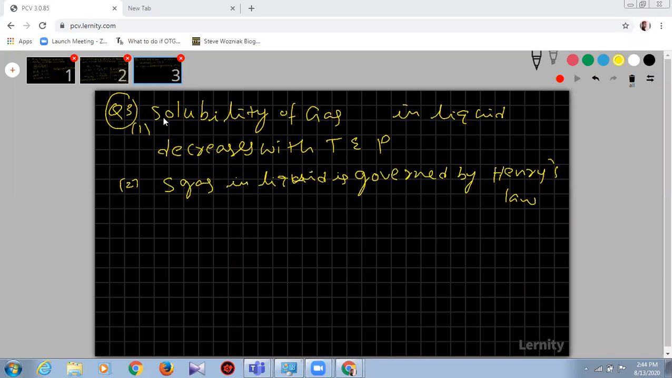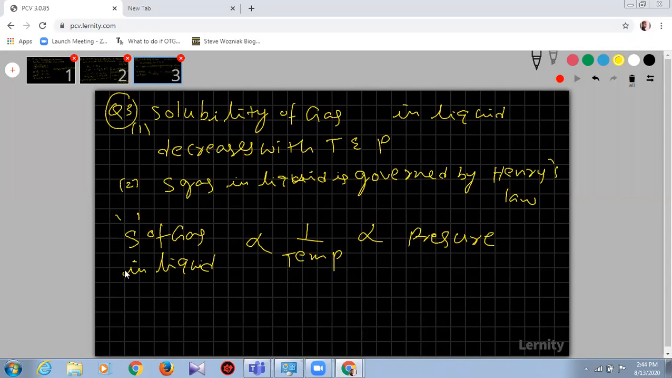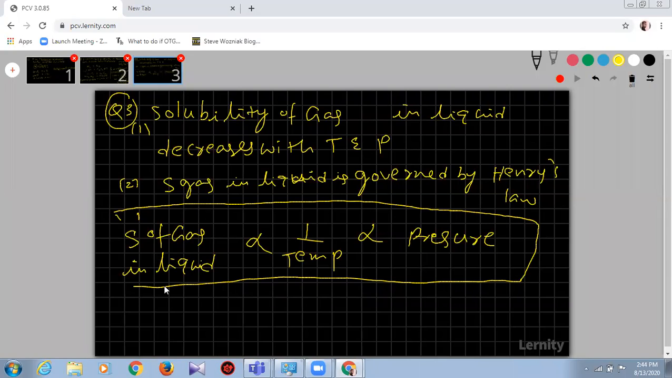This is a correct statement. Solubility of gas in liquid decreases with the temperature and pressure. I'm going for direct explanation here. Solubility of gas in liquid is inversely proportional to temperature and directly proportional to pressure.